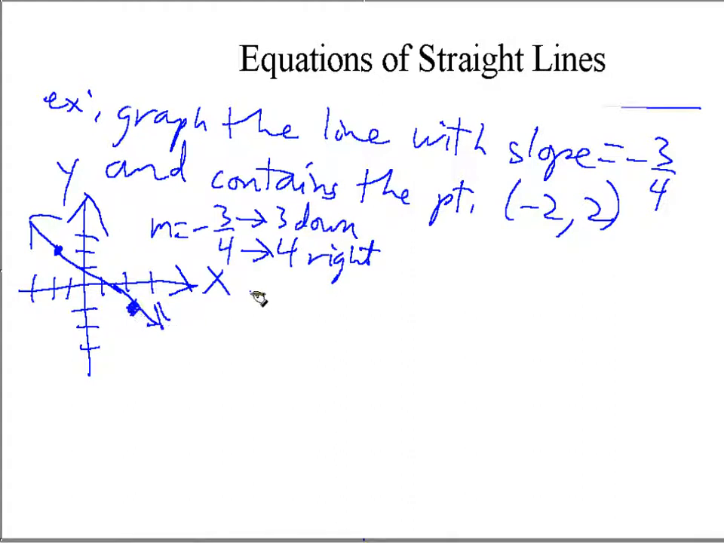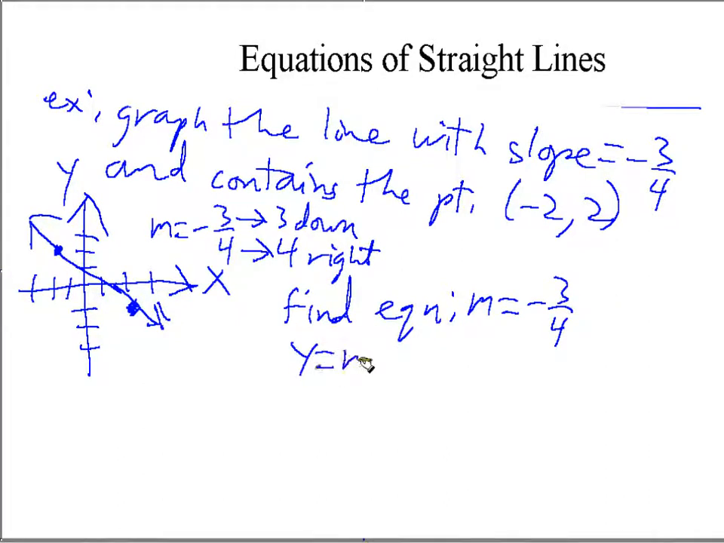Now, you might be wondering, can I find the equation of this line if I know the slope and the point that it's on? Well, the answer is yes, you can. Let's see how we can do that. Let's find the equation. We know the slope is negative 3/4. What's the equation we're trying to find? We're trying to find the y equals mx plus b equation of this line.